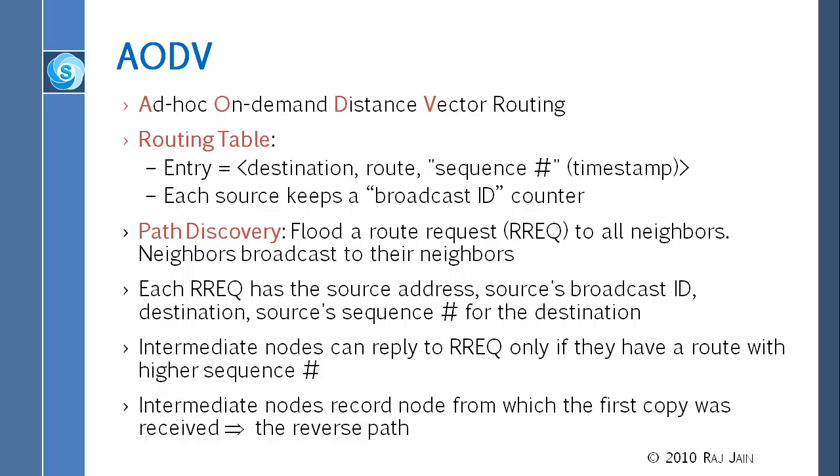Intermediate nodes record the route from which the first copy was received, and the reverse path. So basically, when they receive a request, they know the request came from node number 3, so they know this is how the response should go back. That's how they make the reverse path, by just remembering where the first request came from. So that's how they know the reverse path to the source.